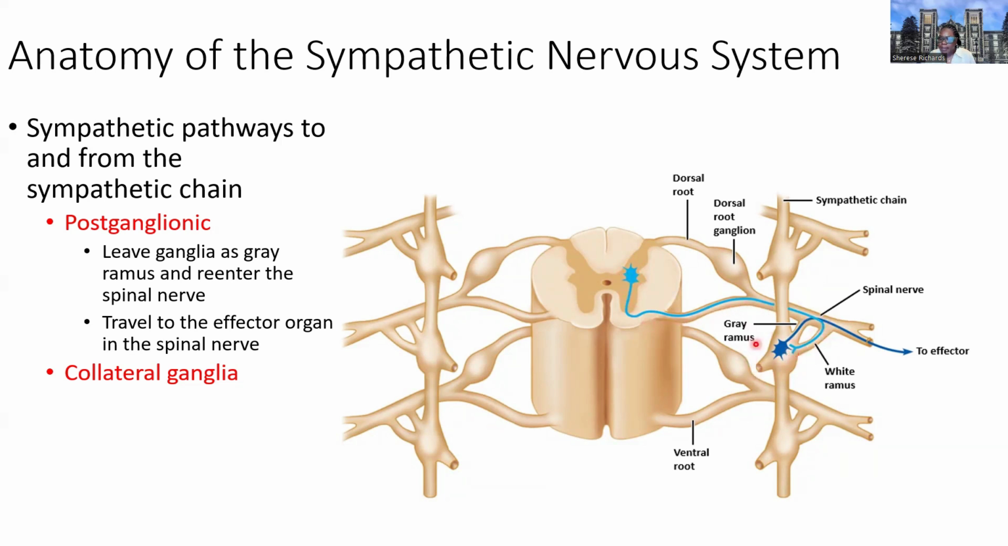They synapse at the ganglia, and then they re-enter the spinal nerve as a gray ramus fiber, unmyelinated. Okay, so just a point of correction here, from spinal cord to ganglia is myelinated white ramus. From ganglia to the effector organ is the gray ramus fiber, and that is unmyelinated. Okay, just a correction there. And then the third option we mentioned is going to be the collateral ganglia, which are not a part of the sympathetic chain.